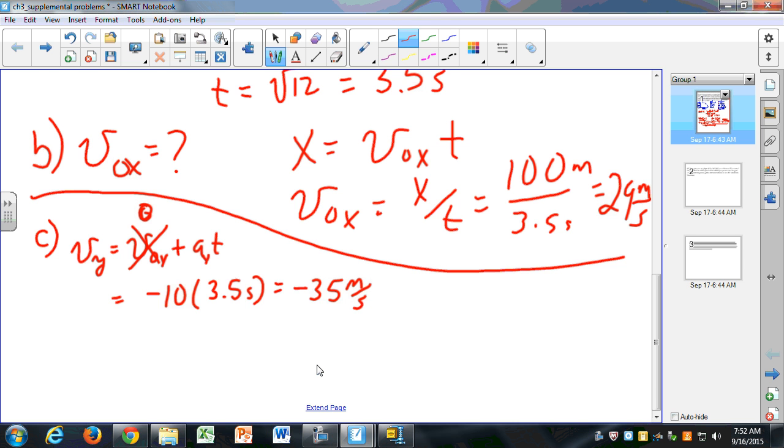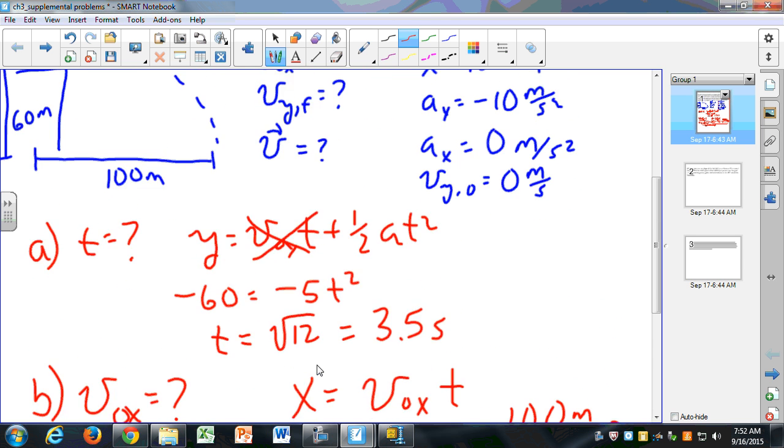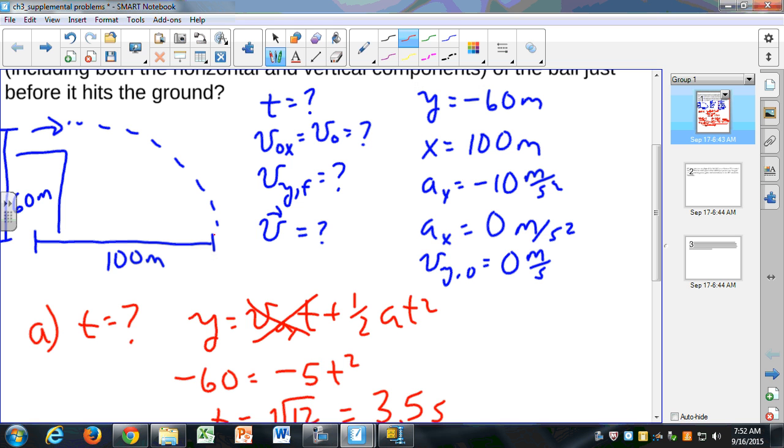So if I go back to my figure up top, if I sketch out the velocity vectors here, when it reaches this point, it has a velocity in the y direction of negative 35 meters per second. I also know the velocity in the x direction. What's the velocity in the x direction at this point? What is it? It's not 100. No, that's the x displacement. That's the x position. But what's my velocity in the x direction at that point?